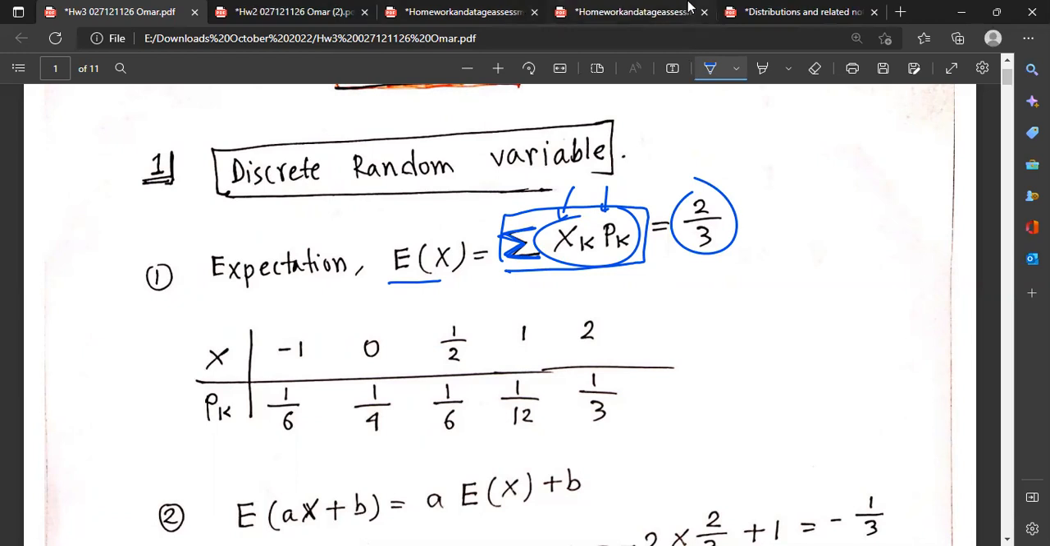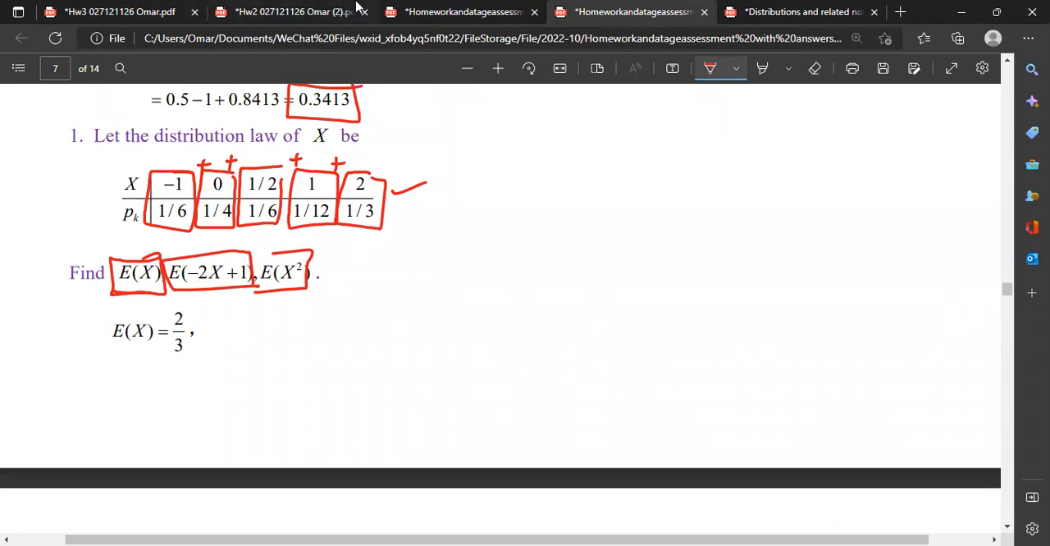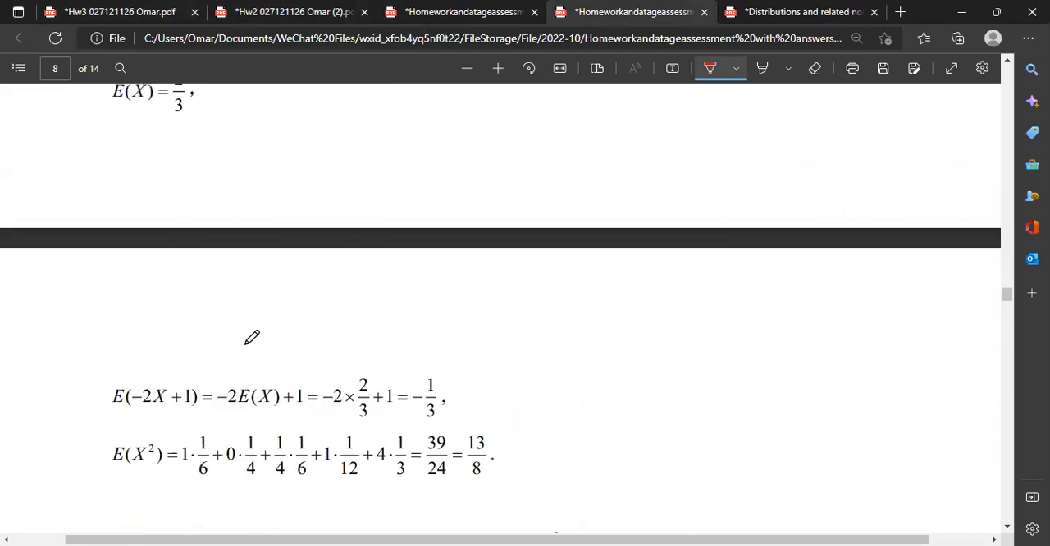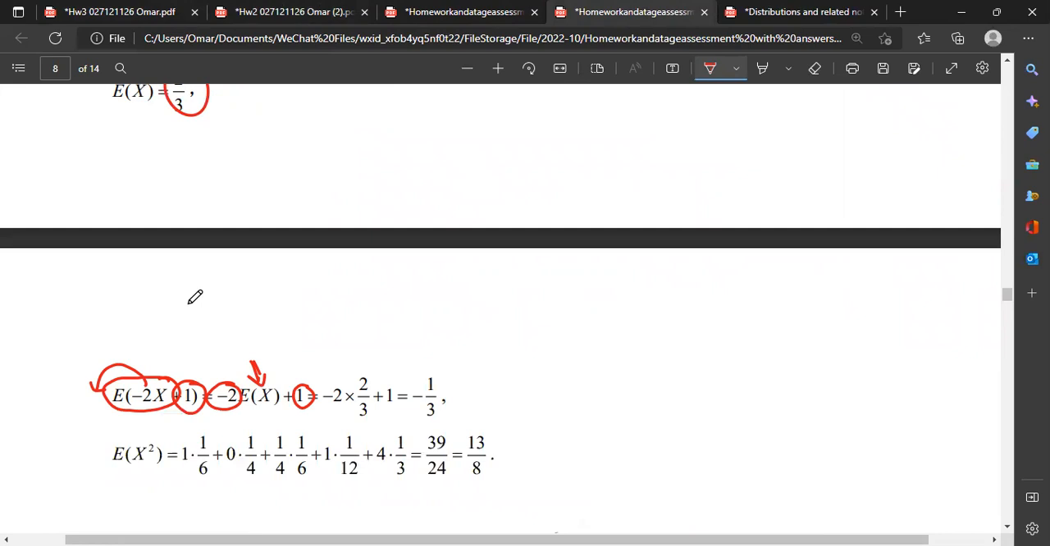And for the second question, this is E of minus 2x plus 1. So E of minus 2x, we just take minus 2 out. So here is minus 2 into E of x, and then plus 1, okay? E of x, we already know the value: E of x equals 2 by 3. So we write down 2 by 3. So minus 2 times 2 by 3 plus 1. So the answer is minus 1 by 3. And then E of x squared.